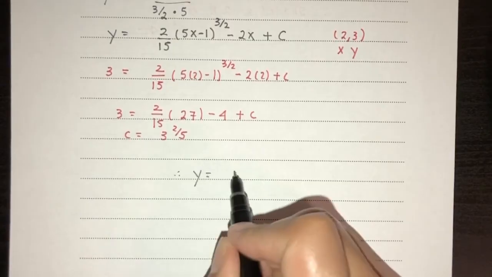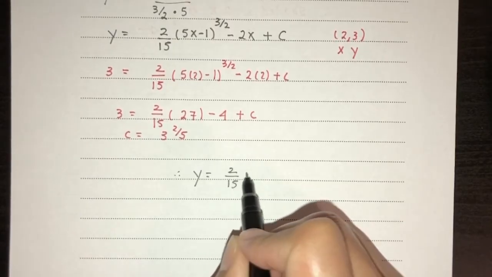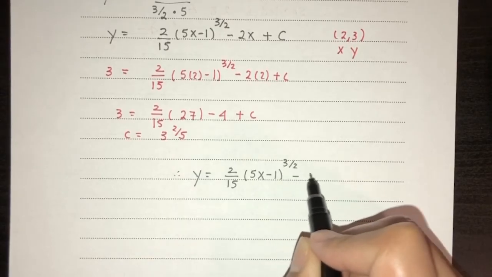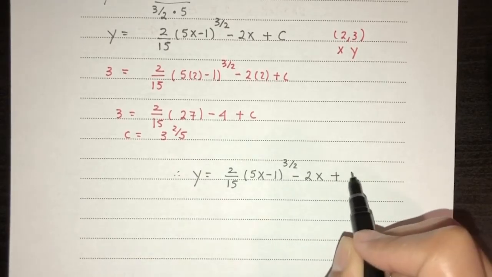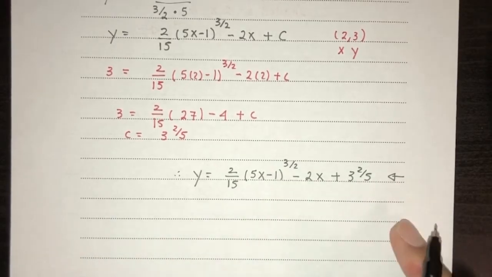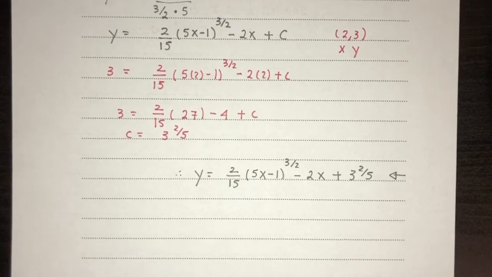So y is equal to 2 over 15 (5x minus 1)^(3/2) minus 2x plus 3 2/5 for your value of c. That is your equation of your curve for y.